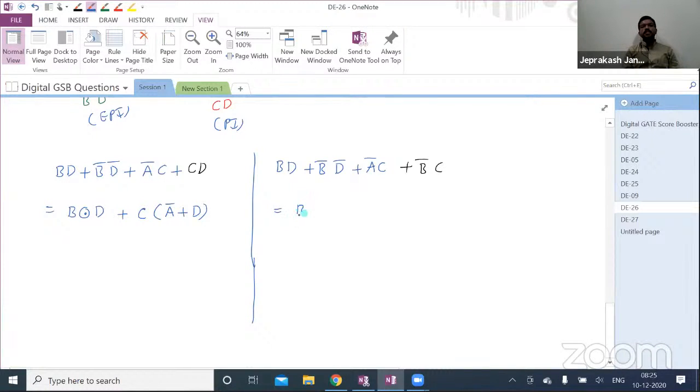So here BD plus B bar D bar is nothing but B exclusive OR D. From these two you can take C as common. Then you will get A bar plus B bar.